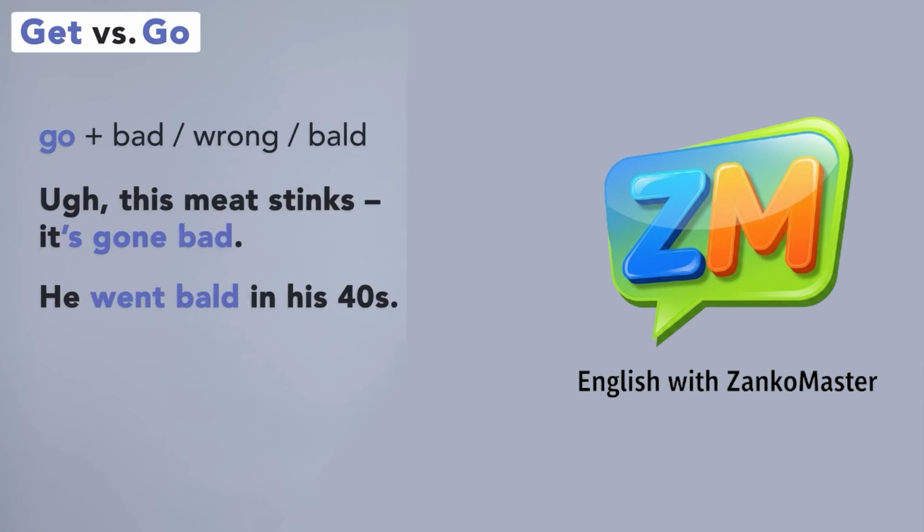And we use go with some changes that are generally seen as negative. For example, go bad for food, go wrong, or even go bald, although I don't think going bald is negative. An example, this meat stinks, it's gone bad. Or he went bald in his 40s.